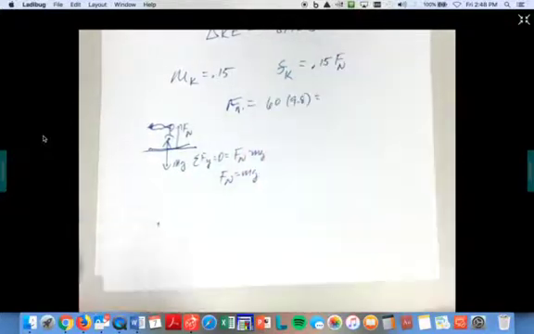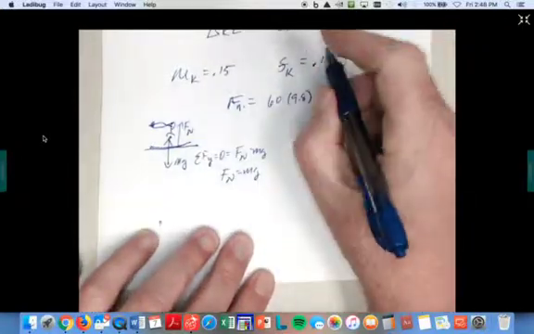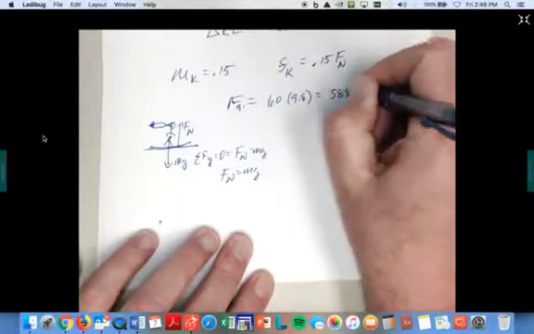I had a student ask me, where'd you get the 9.8? I said, I didn't come up with 9.8. Mother Nature did. That's the acceleration due to gravity. Okay, so we get 60 times 9.8. Newton helped us figure it out. Cavendish helped too. 588 newtons.